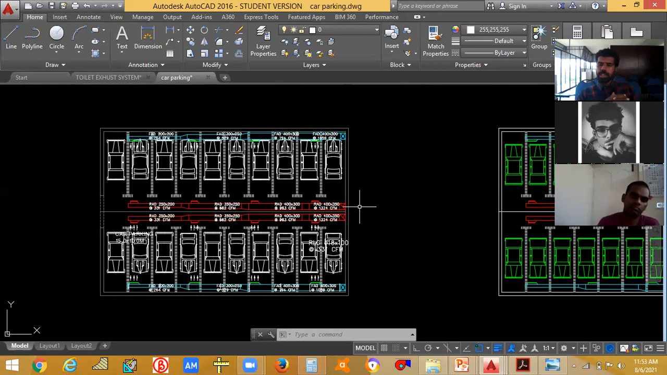This ventilation is also very important when it comes to HVAC. Designing of ventilation is also important. If I get time, I will teach you how to calculate this. Sometimes if a fire happens, how to exhaust, how to do the ventilation calculation.